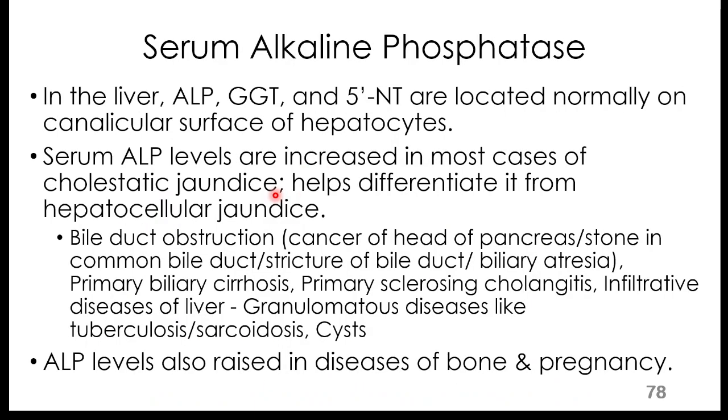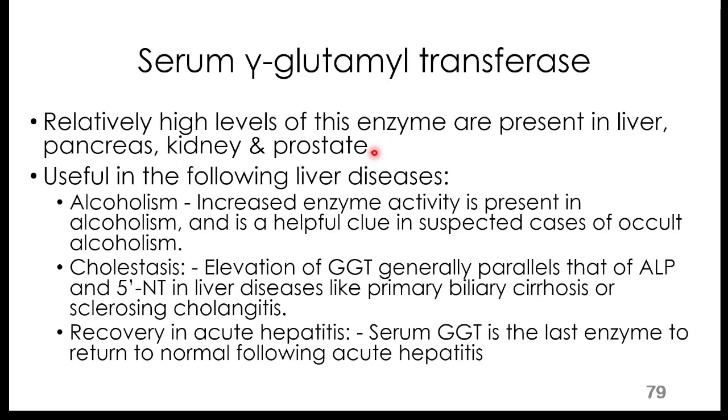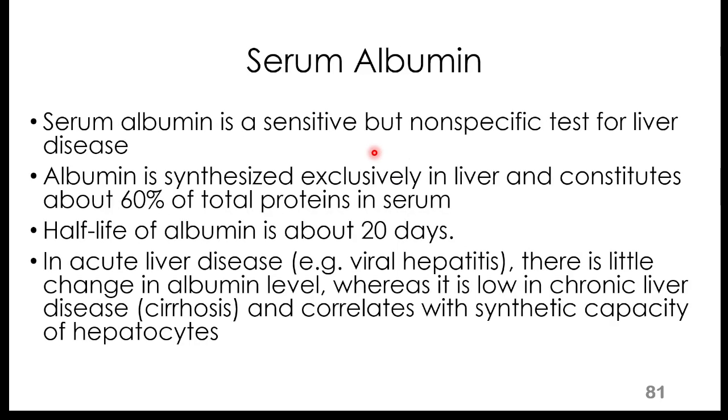So again, as we said, alkaline phosphatase, gamma glutamyl transferase, and 5-nucleotidase are located normally on the canalicular surfaces of hepatocytes, and so elevation of these will suggest cholestatic, obstructive jaundice. I've already said this.